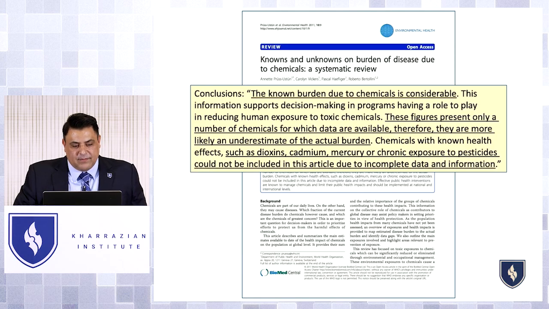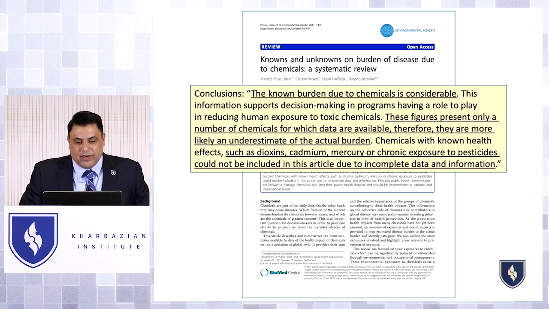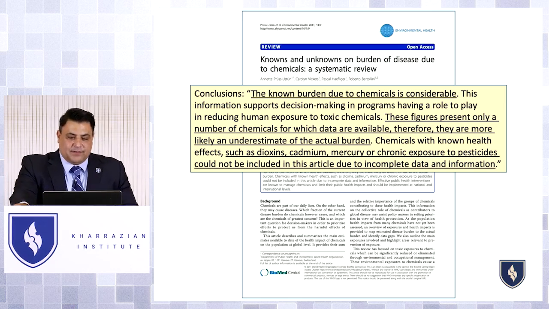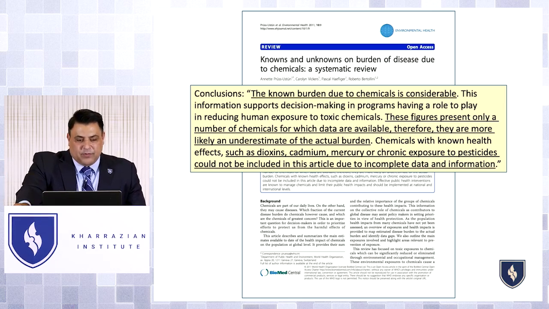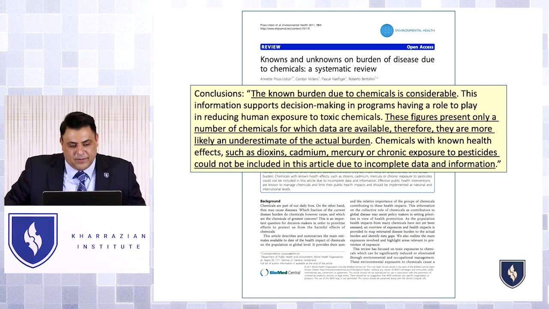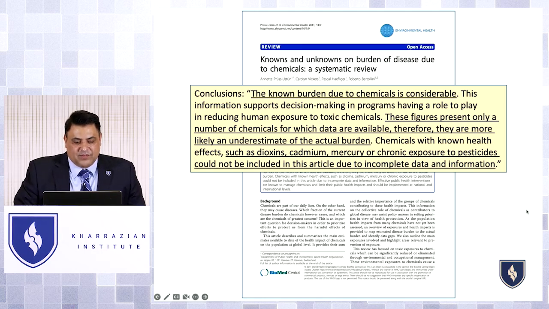And then ultimately, this is one of my papers that I would recommend you take a look at when you look at this topic of environmental disease. This paper was titled Known and Unknowns of Burden of Disease Due to Chemicals, a Systematic Review. And this is what he goes on to say. He says, the known burden to chemicals is considerable. The information supports decision-making in programs having a role to play in reducing human exposure to toxic chemicals. These figures present only a number of chemicals for which data is available. Therefore, they more likely underestimate the actual burden.